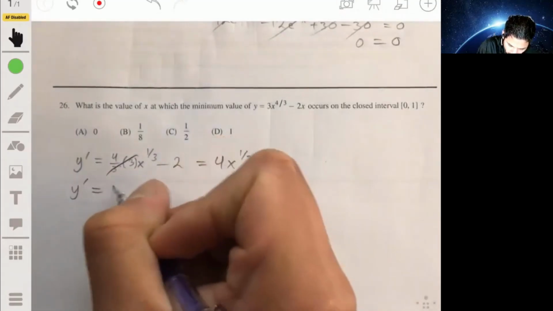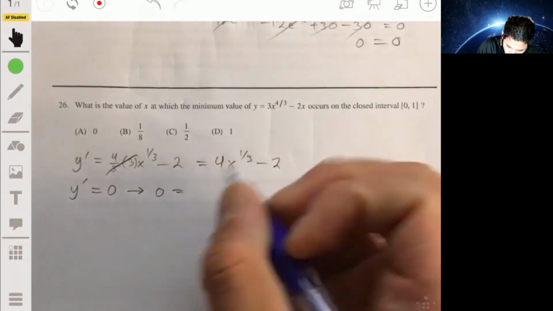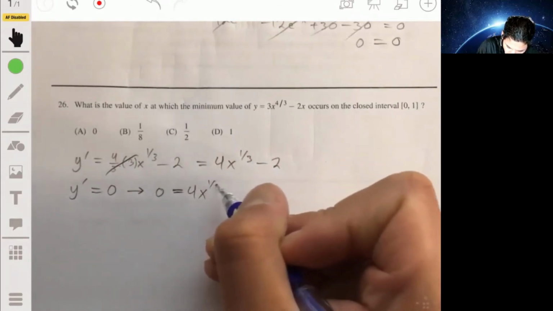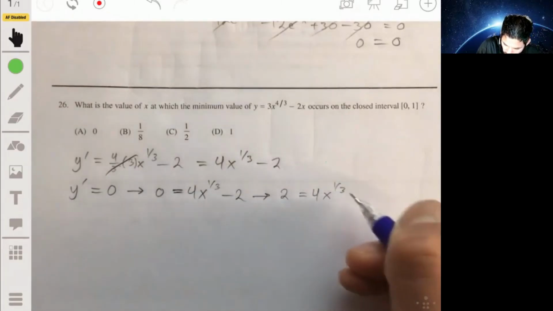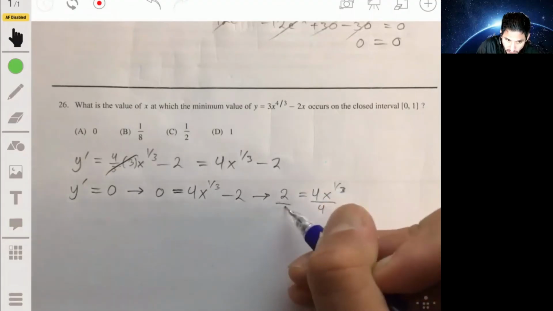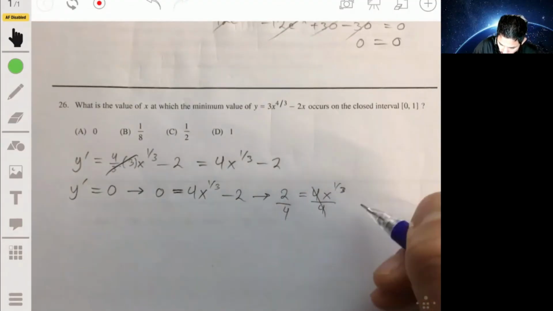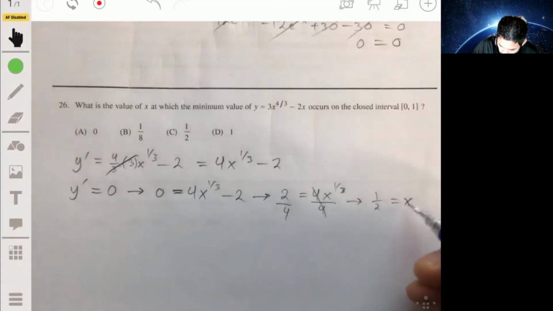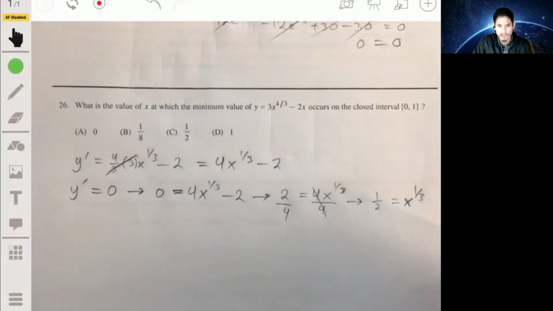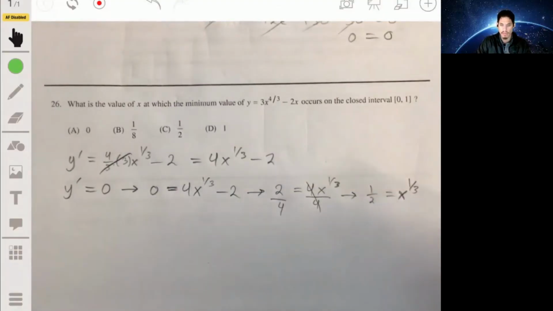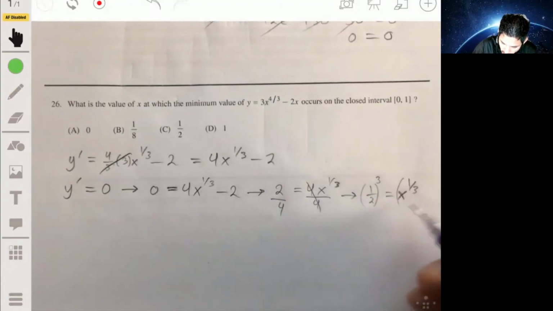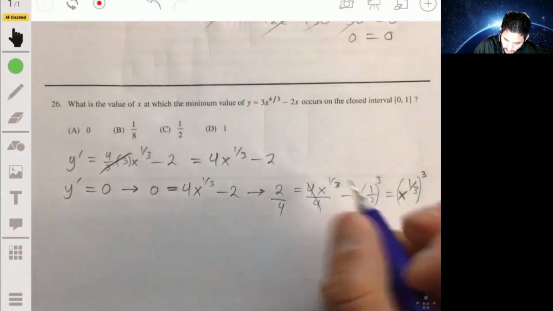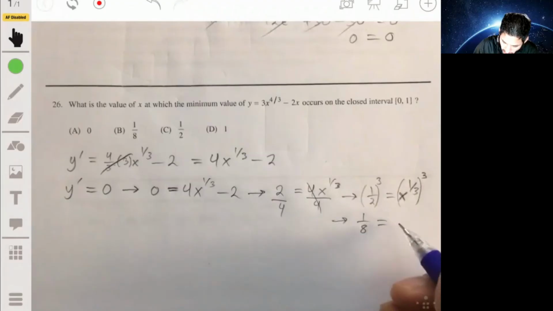We set the derivative equal to 0. So you get 0 equals 4x^(1/3) minus 2, so 2 equals 4x^(1/3). Divide by 4, and we'll get 1/2 equals x^(1/3). So remember, from algebra or pre-cal maybe, you're going to cube both sides to undo the 1/3 root. So we have 1/2 to the 3rd power, and this to the 3rd power as well, and then we'll get 1/8 equals x.